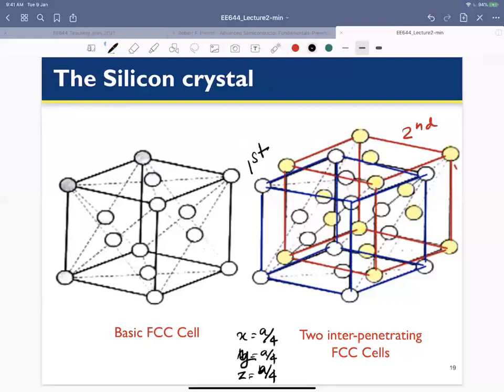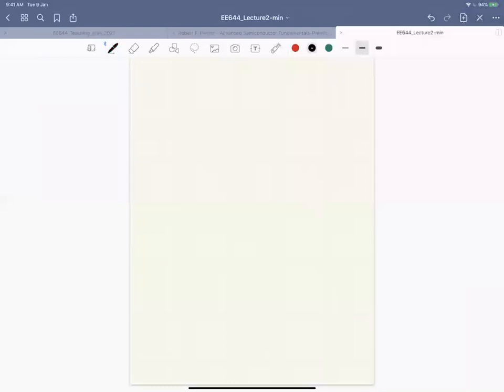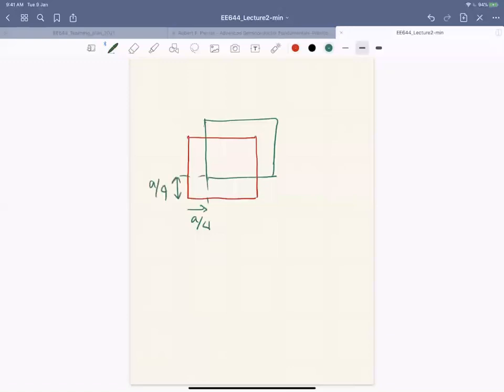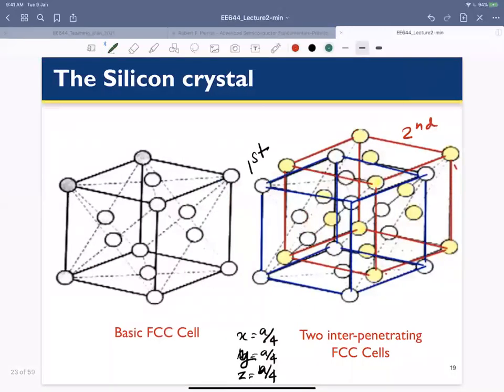So basically, if you see, it is something like this, right? If I take a view, I have one lattice here, and I have another lattice. So here is a 2D view. This is shifted a by 4 in this part, and also a by 4 in this, right? But if you look from the 3D way, it will look like this. So in the z direction also it will be a by 4 shifted, right? So these are two interpenetrating FCC cells, right?